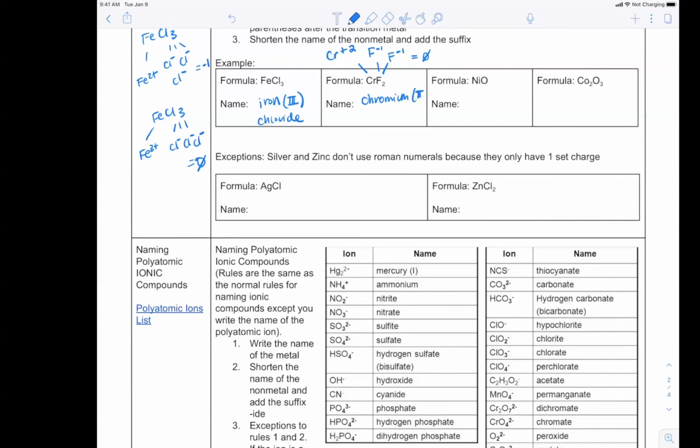Sorry, this is hard to write. Chromium 2 fluoride. Okay, so why don't you guys take some time? I'm going to launch a poll for this. Try this one and this one on your own.